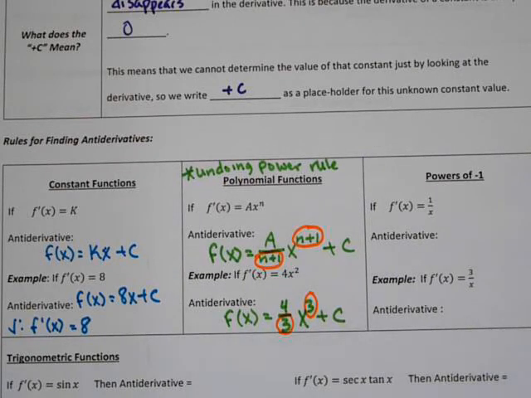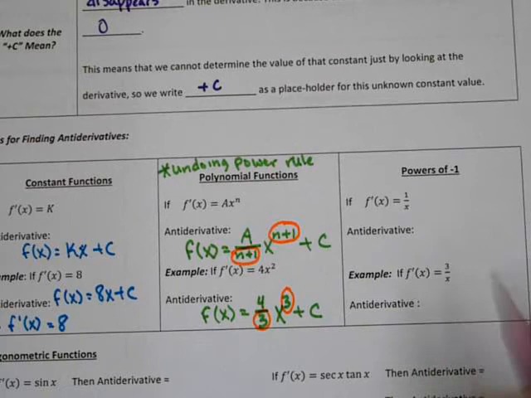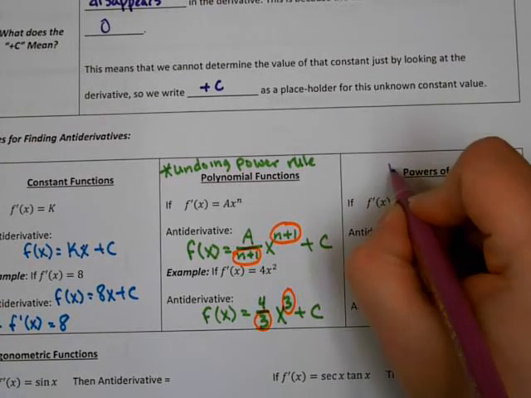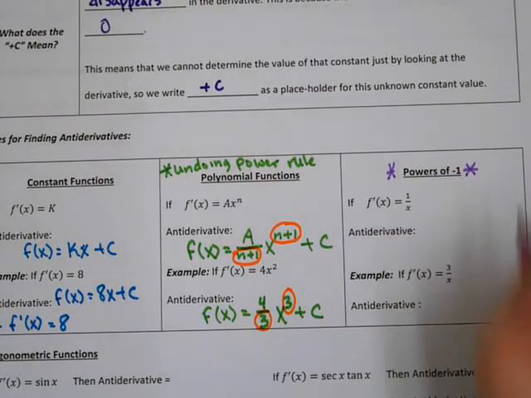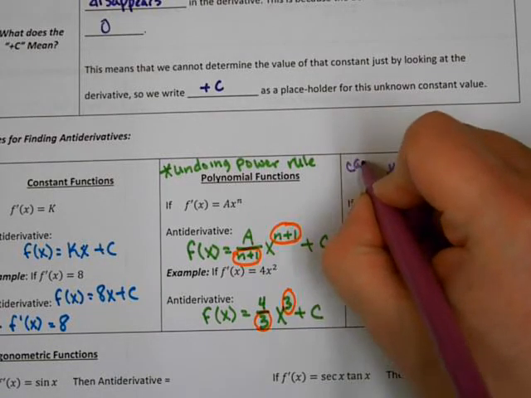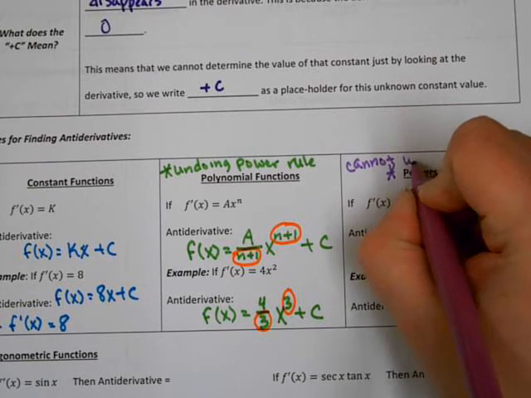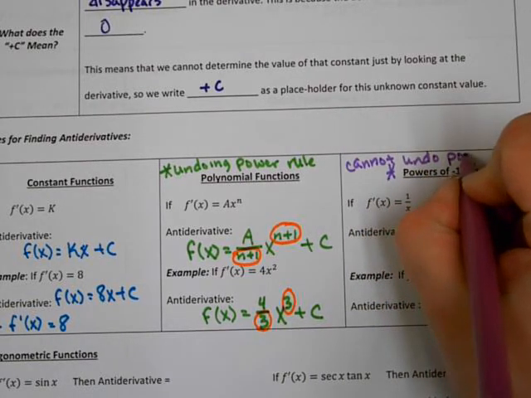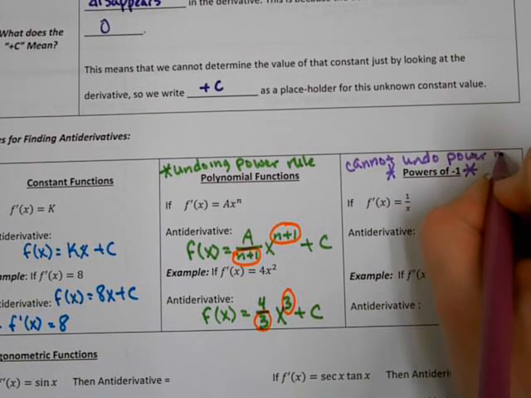The next one is looking at powers of -1. So this one here is very important for you to be careful of. All right, because we cannot undo power rule here. Because it's not the same thing.